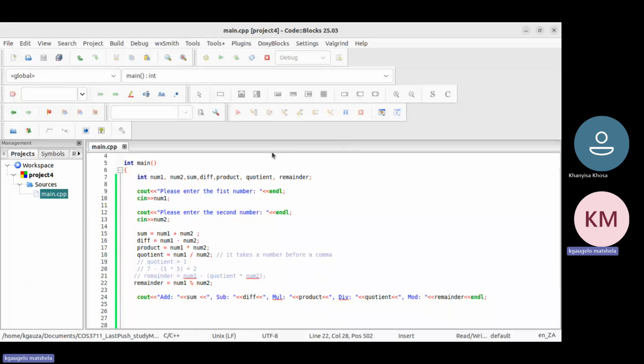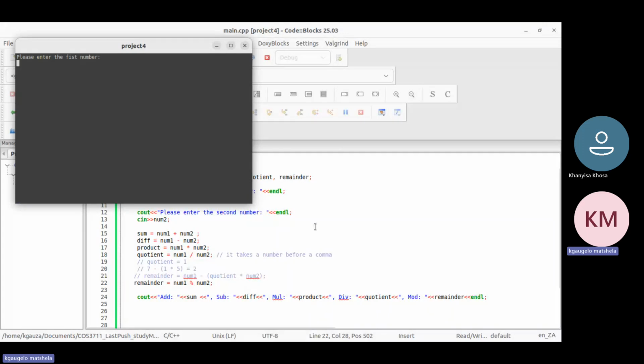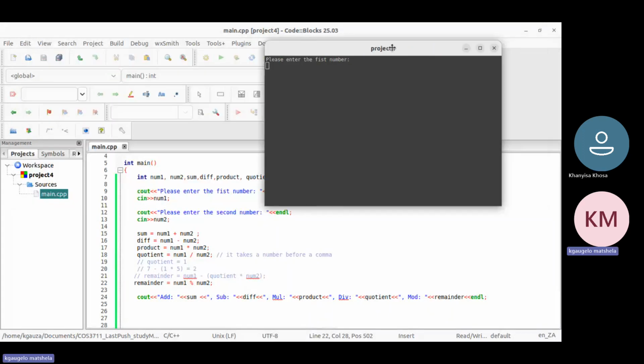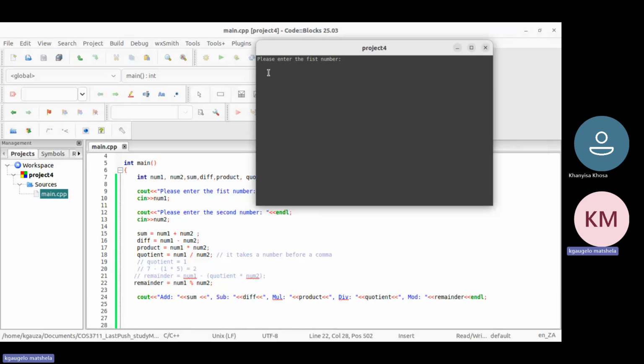Okay, let me show. I did run the program. So now let's say you have this as the first number, then we have 34 as the second number. You see now our modulus is 14. This is the one that's going to make you think.